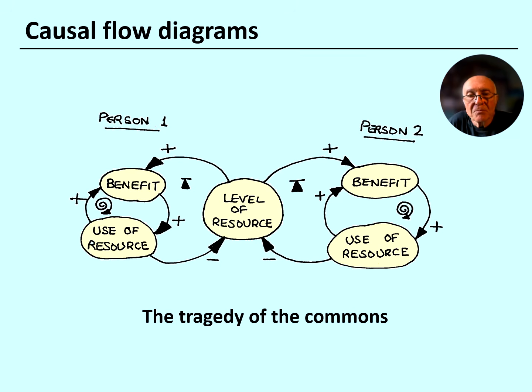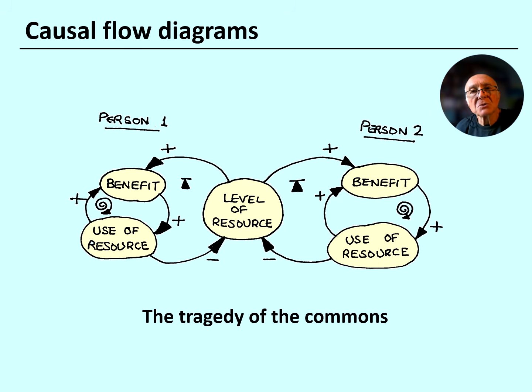So let's consider person number one. If they use the resource, they get a benefit from it. So that's a causal relationship, and I show that with an arrow from the level of the resource going up to the level of benefit going up. It's a direct relationship. I show a plus sign. As the benefit goes up, the farmer will think, well, I'm going to use more of this, I'm going to use more of the grazing, and so the use goes up. Another direct relationship, another positive sign. And that creates a loop which is reinforcing, which I indicate by that spiral.